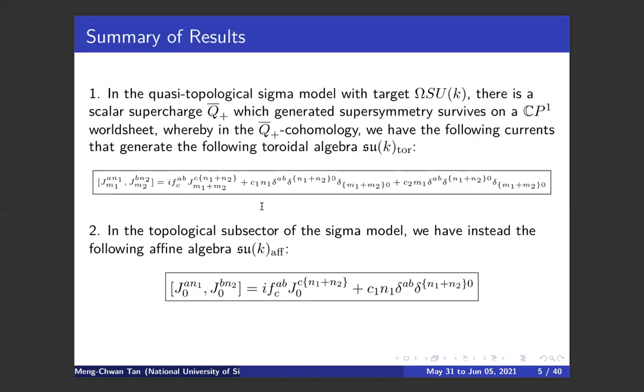And then if you just specialize down to the topological sector of the sigma model, meaning if you look at the operators with conformal dimension 0, and therefore the topological sector, we will actually get an affine algebra. So how you can understand this is the following. This index M here is the eigenvalue for the conformal dimension operator that we are looking at. And when you set it to 0, you get this affine algebra here.